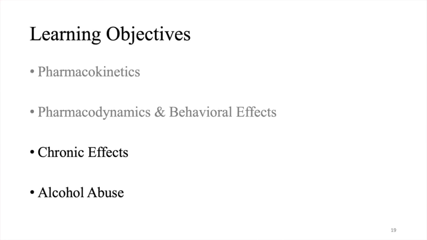All right. So those are the pharmacokinetic and behavioral effects. Next, we're going to talk about chronic effects of alcohol, including the damage that we talked about from some of those different neurotransmitter systems, as well as tolerance and physiological and psychological dependence.